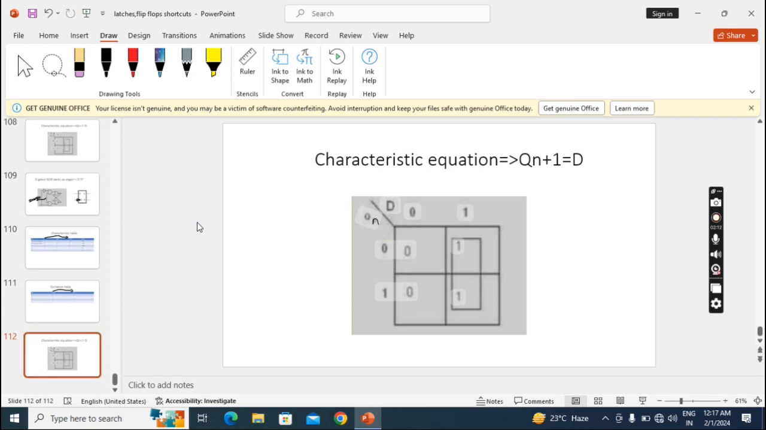To understand this lecture very well, first you have to see the D latch. If you want to understand the D latch, you have to see the earlier lectures: SR latch, SR flip-flop, gated and non-gated latches. I already uploaded those; you can go through them, then you can understand this very easily.